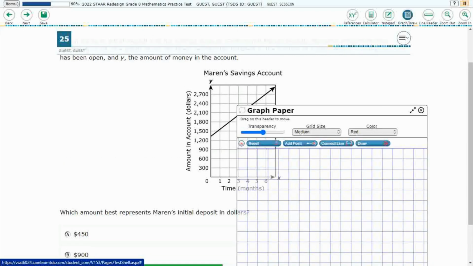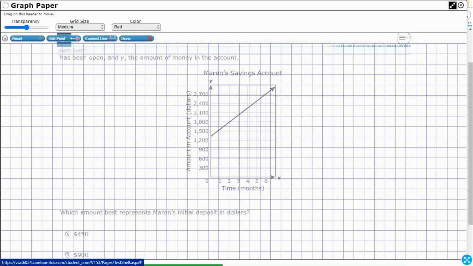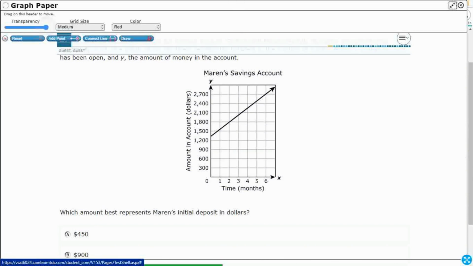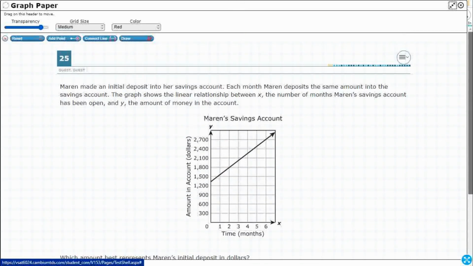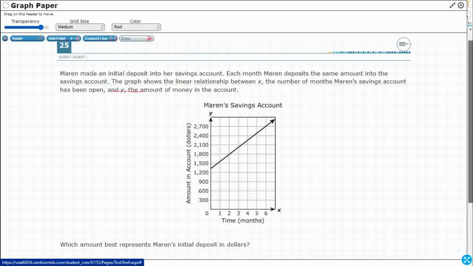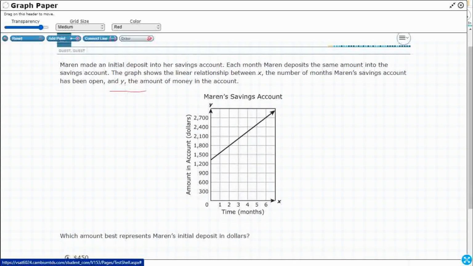So if we take a look at this, let's open up our graph draw feature, increase the transparency a little bit. There we go. If we take a look at that initial deposit, it just says Marin made an initial deposit, and that's all it says. And then that's the question, right? What is Marin's initial deposit? And so let's reset that. Let's draw that right there. What is the initial deposit? And all we have is this graph, right?